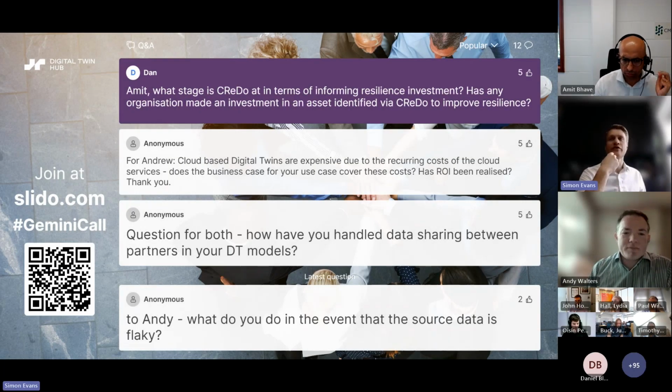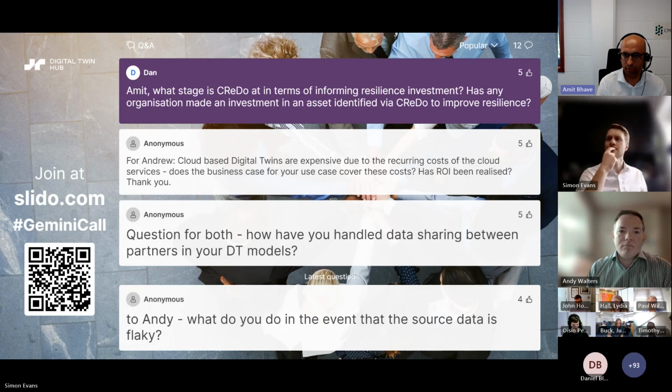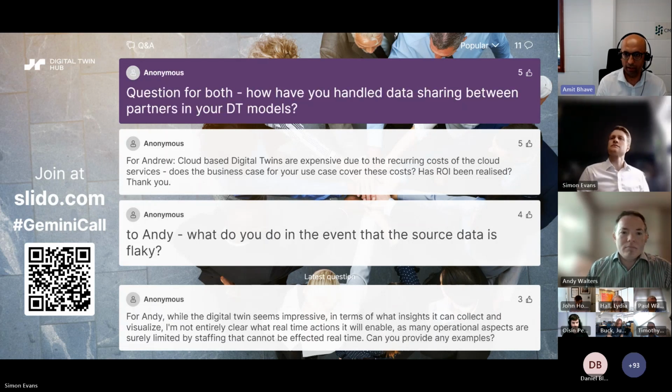Amit, what stage is CReDo at in terms of informing resilience investment? Have any organisations made an investment in assets identified via CReDo to improve their resilience? Thanks for the question, Dan. As you may be aware, the current phase of CReDo, supported by Frontier Economics, they have done the investment case and the study within the current phase of CReDo. The project that has just started, the Ofwat innovation project, we will be looking specifically at these aspects of investment resilience and focusing on the investment side. So in the current phase, no, but in the near future, this is exactly the plan for the Ofwat innovation project. And the key focus, in addition to Frontier's work, was to demonstrate CReDo as a proof of concept, which is what we have been focusing upon.